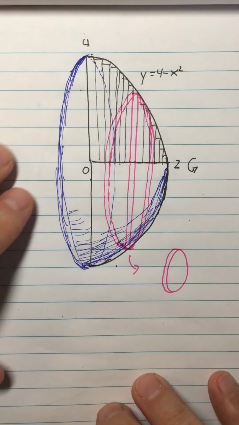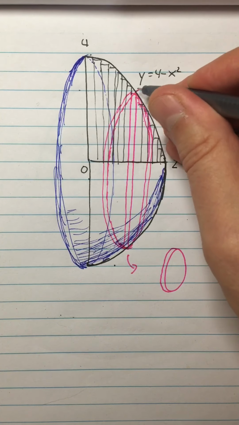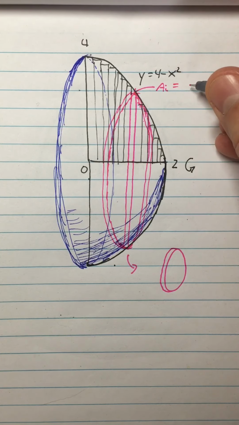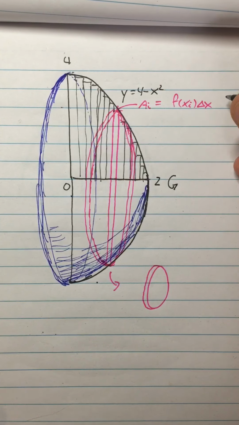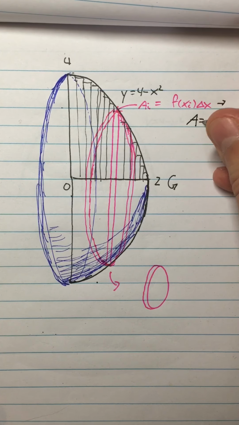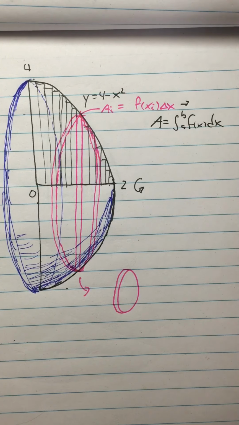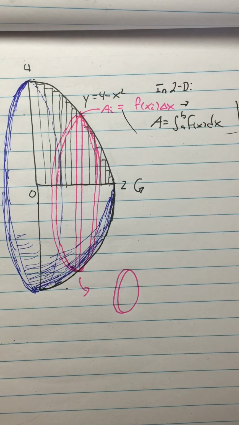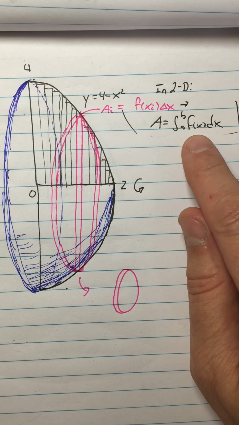Now, when we did Riemann sums, we called each rectangle a sub i, right? And then we could say a sub i equals f of x sub i delta x. And from that, we got our integration: the area is equal to the integral from a to b of f of x dx, right? That's what we did with areas. So that's the 2D version of it. So in 2D, we have an a sub i equal to f of x sub i delta x, and we use that to create the integral from a to b of f of x dx.